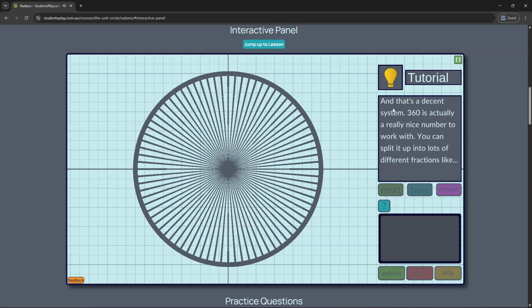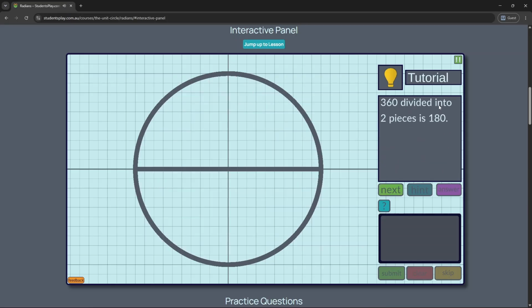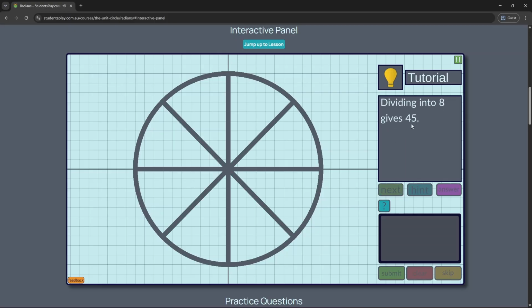Okay. And that's a decent system. 360 is actually a really nice number to work with. You can split it up into lots of different fractions, like 360 divided into two pieces is 180. So half a circle, 180 degrees, that's a pretty nice number. Dividing into four pieces gives 90. Okay, nice number to work with. Dividing into 8 gives 45.